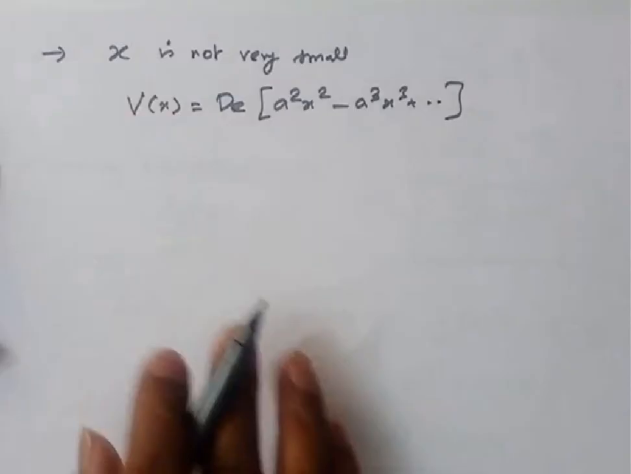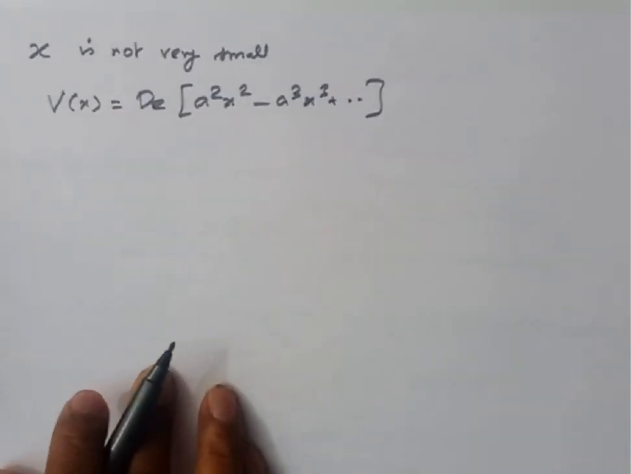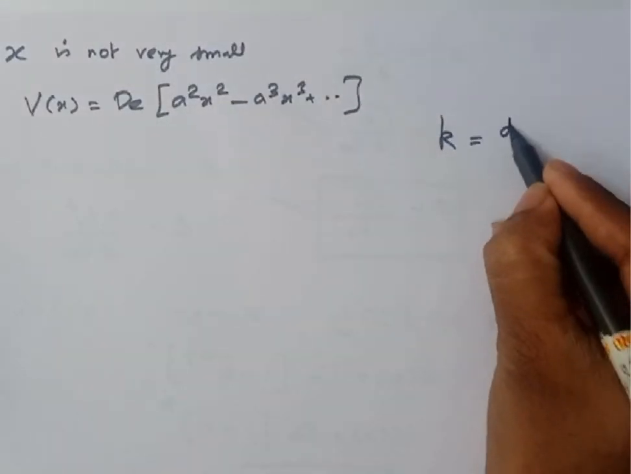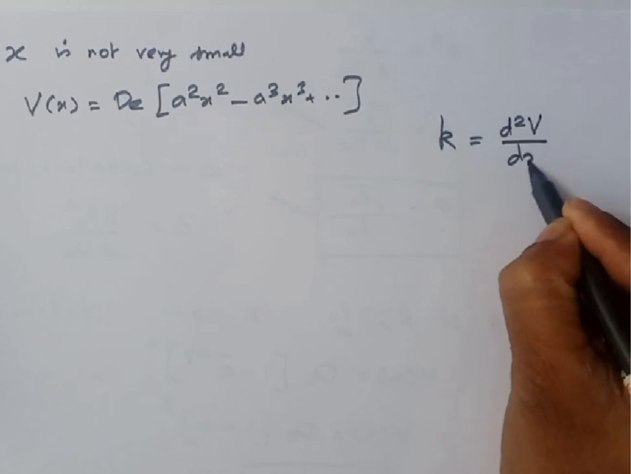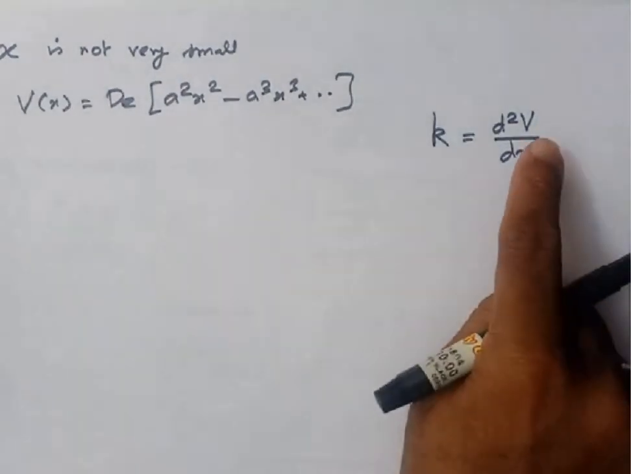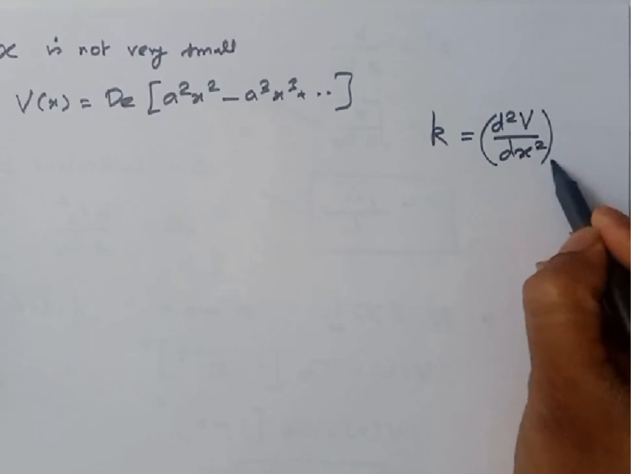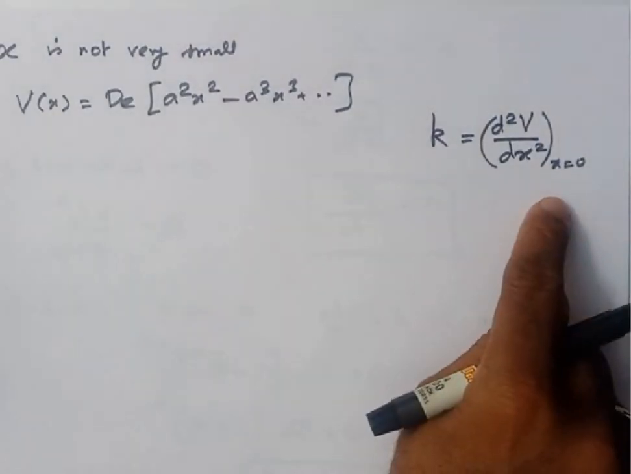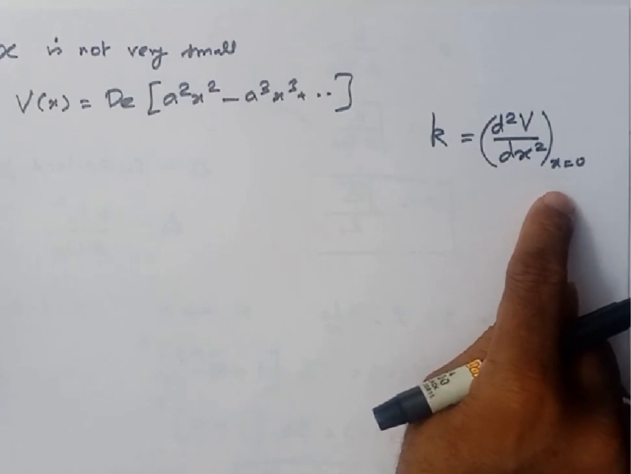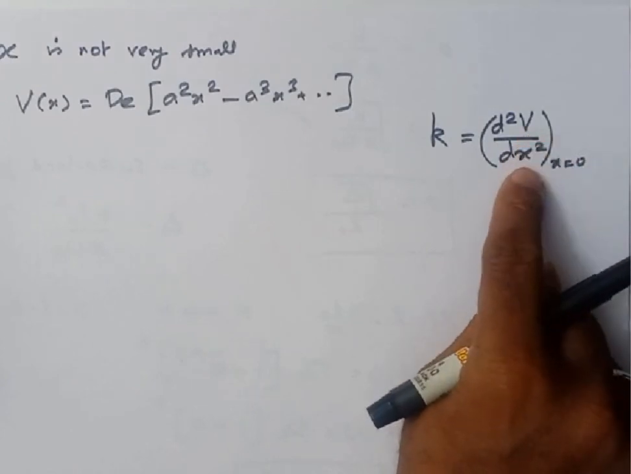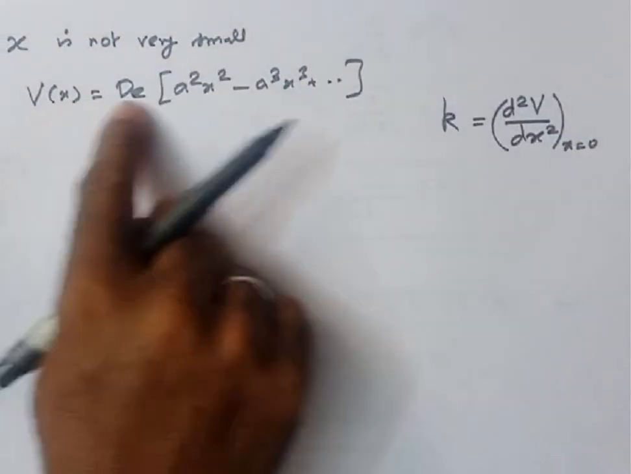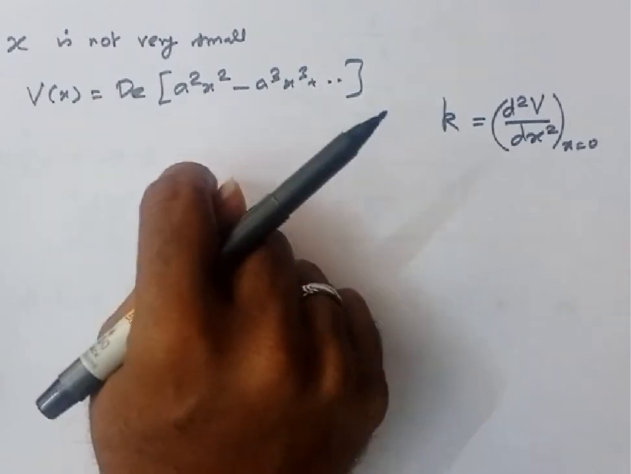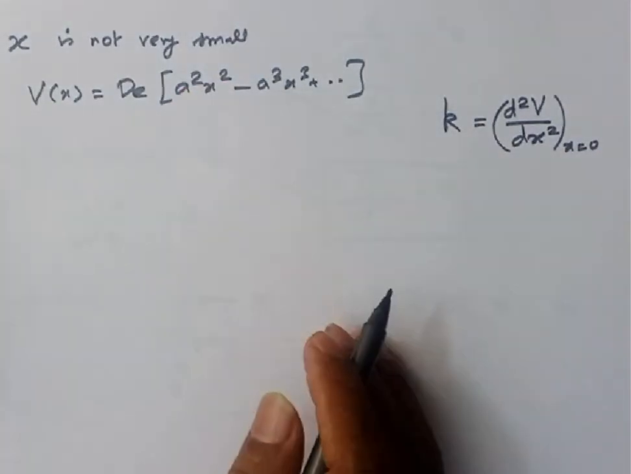You know very well, I have given this definition already. What is force constant? Force constant is nothing but the second derivative of potential energy with respect to displacement, d square V by dx square at x equal to 0, correct? This is the definition of force constant, right? K is equal to d square V by dx square. Now we have an expression for V. If I differentiate this 2 times and put x equal to 0 in the final expression, I will get the force constant.